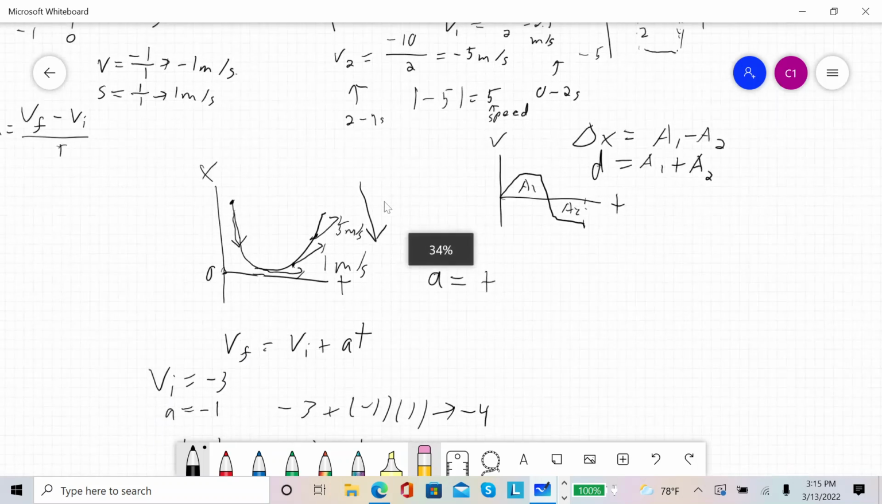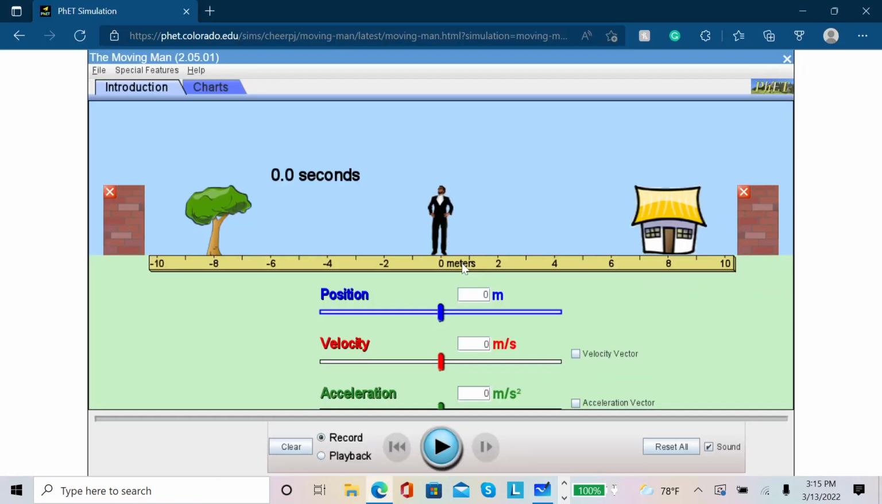Now, let's tie this all back together with PhET's Moving Man simulator. So here we have PhET's Moving Man. If you guys are in Mr. Kennedy's class, you probably have already done this. But PhET simulations in general, just as a side tangent, are really good and help you visualize these physics concepts. So what I'm going to do is, let's say I start at -10, okay?